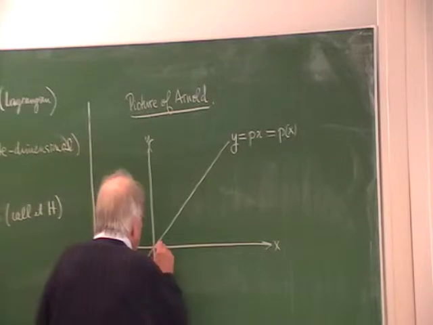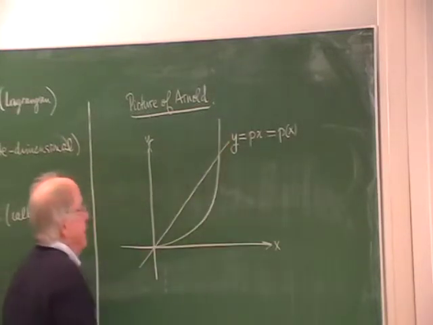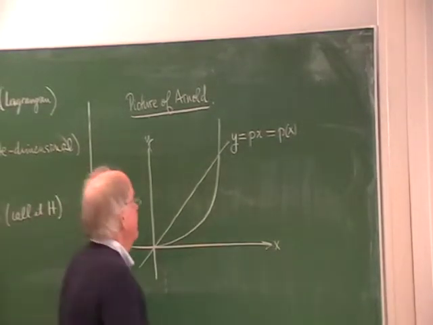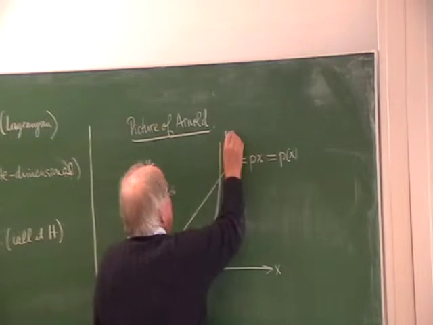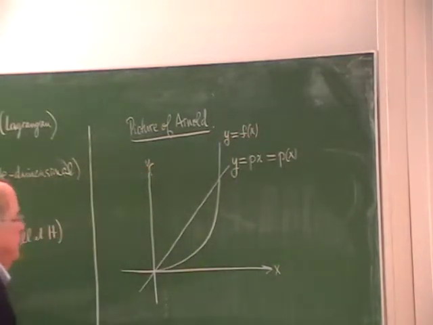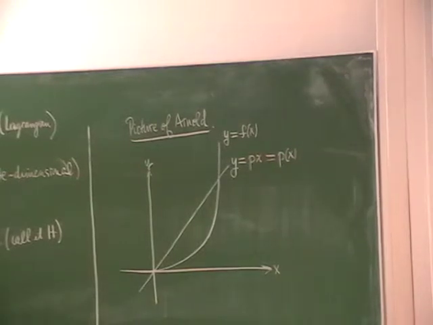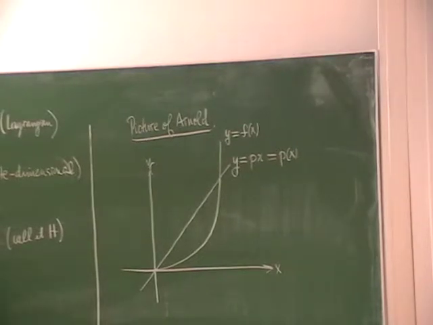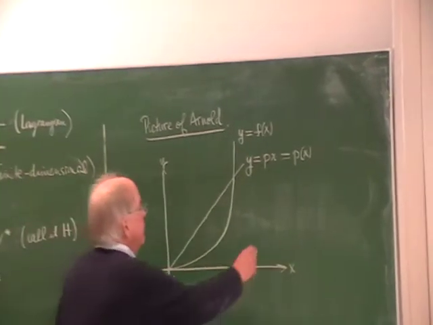And now, this is another function which is nonlinear. This is the function y equals f of x. So just some function of x. Okay? And the only assumption here is that f is convex. As you mentioned, f should be convex. So f is convex.